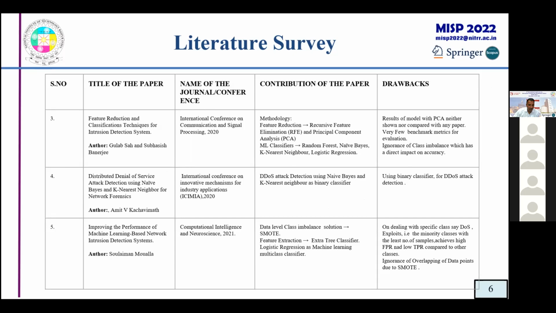The next title of the paper is Distributed Denial of Service Attack Detection using Naive Bayes and KNN for Network Forensics. The drawback of this paper is that here they're using a binary classifier for DDoS attack detection. And the final title of the paper is Improving the Performance of Machine Learning Based Network Intrusion Detection Systems. The drawback of this paper is that it achieves a high false positive rate and low TPR compared to other classes.